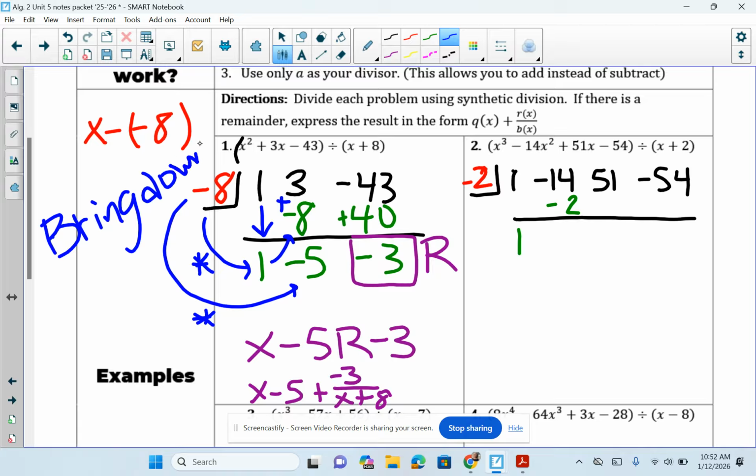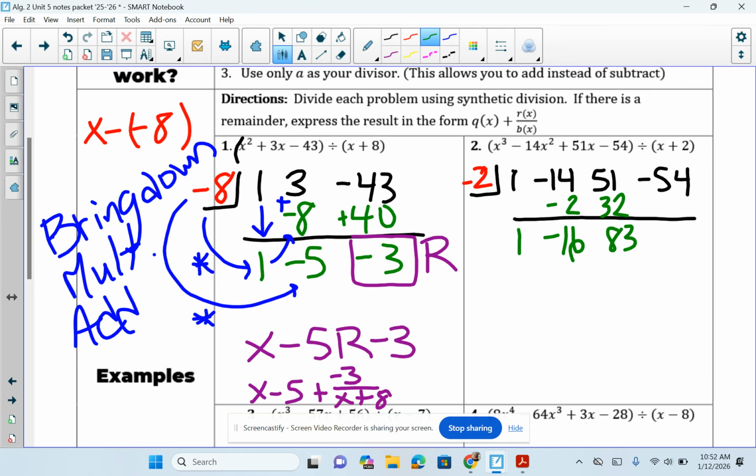Bring down, multiply, add. Negative 2 times negative 16, positive 32, add 83, multiply. Probably pulling out our calculators. Yep, didn't bring any calculators down.